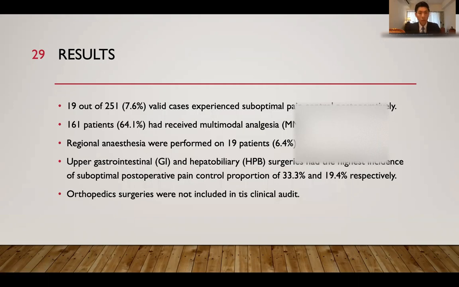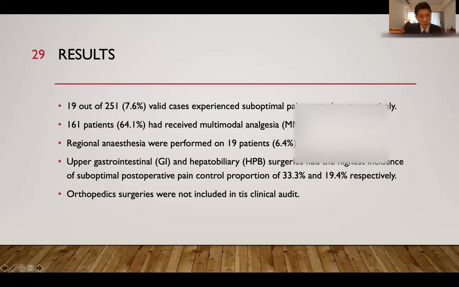Okay, so these are the results I'll be talking to you about. 77.6% of cases experience suboptimal pain control, which means that up to 92% of patients actually enjoy a good pain control, okay? Up to 92% of patients, okay? Multimodal analgesia was carried out in over 64% of patients, okay?